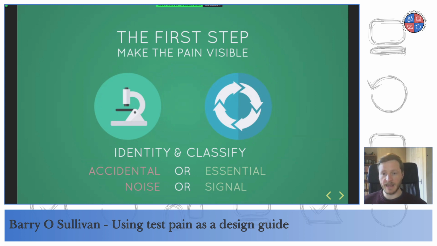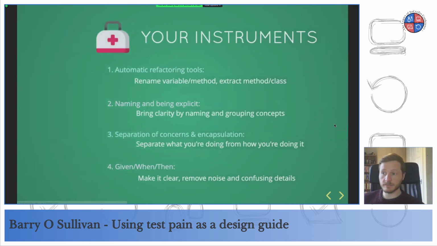Accidental pain is pain caused by poor design. This is the pain we have added accidentally, and it's pain that doesn't have to be there. This is the pain we should listen to when improving our designs. And this is actually fairly simple to do. We just need to refactor our tests.